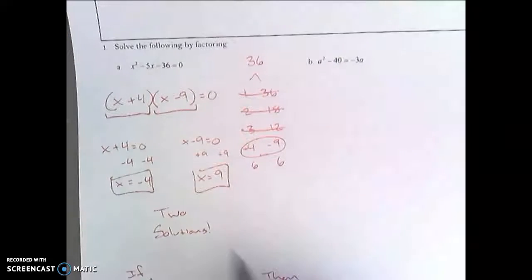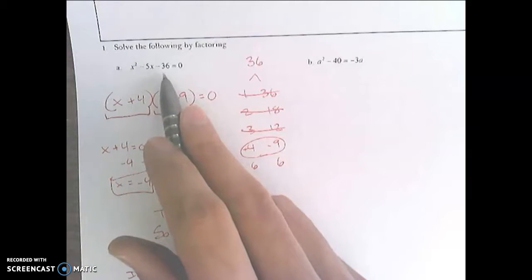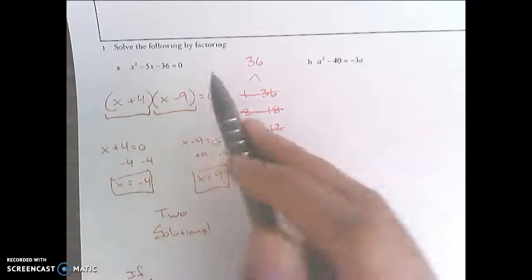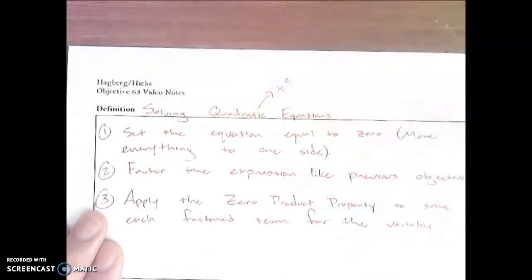So if we were to plug in either negative 4 or 9 back into this original equation, you would find that it would still be true. If you were to plug in either negative 4 or 9, this would still work. It would be true. This is because when we're working with quadratics, so remember quadratics is degree 2, that's going to be in the form x squared.